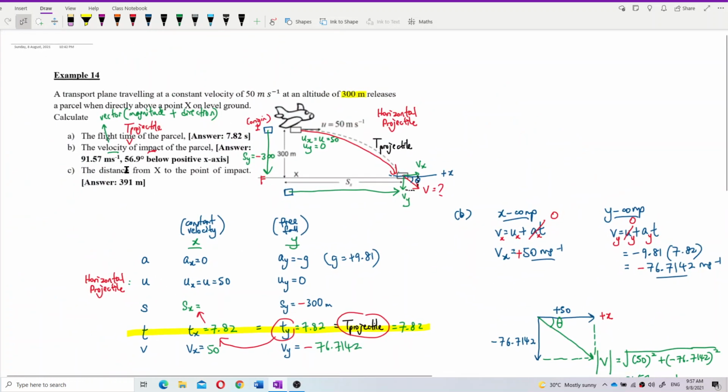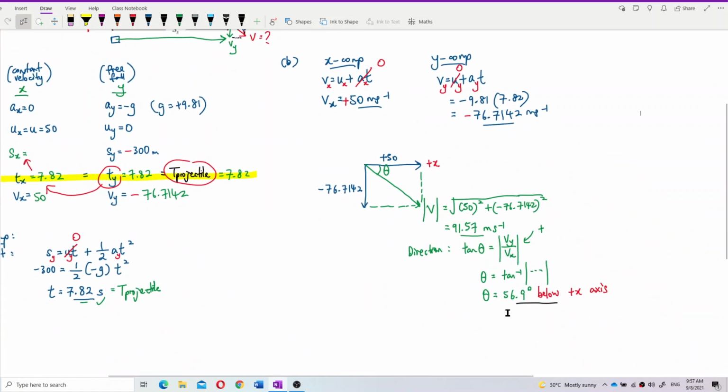Now next, the angle is 56.9 below positive. Is it? Yes, 56.9 below positive. That's right. You must write this.